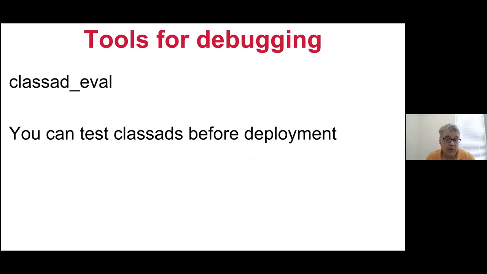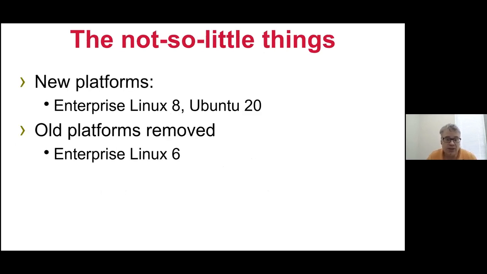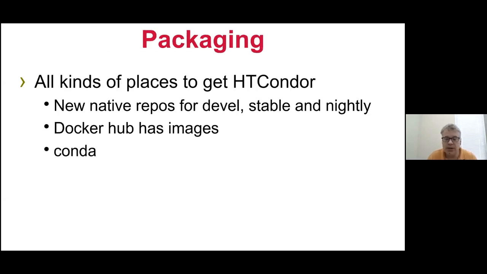The things that may seem little but can be vital to everyone is we've added new platforms. We've added EL8 and Ubuntu 20. We've removed old platforms like EL6, which enables us to do some other things. And with these platforms, as Todd alluded to, we've added all kinds of packaging. We've added Docker Hub. Condor is available via Conda, say that 3 times fast. And we've set up these new native repo streams for the development of the stable and the nightly series.